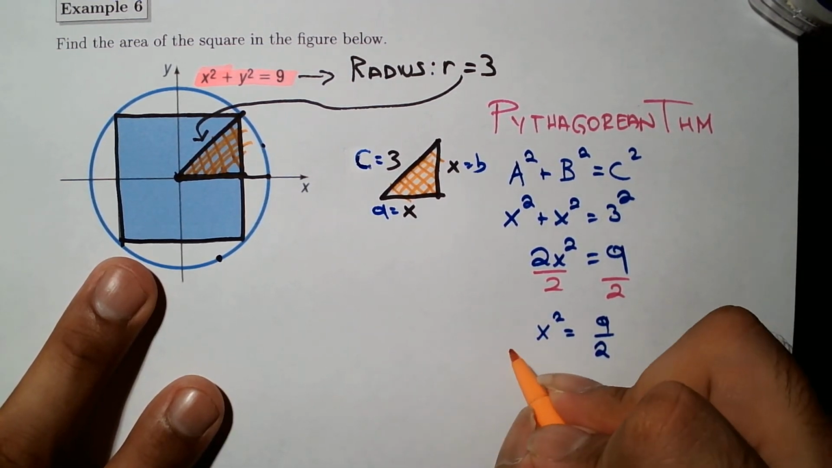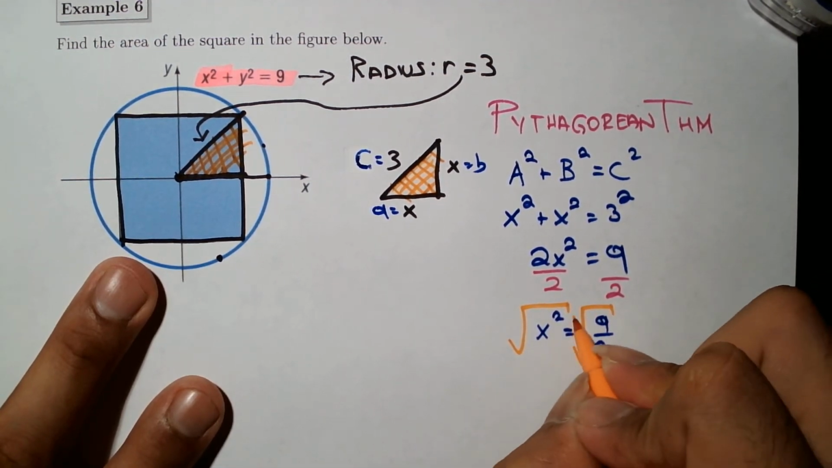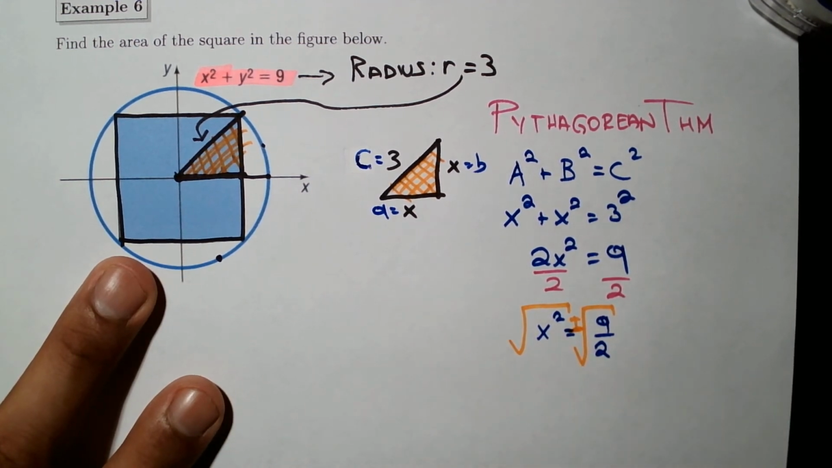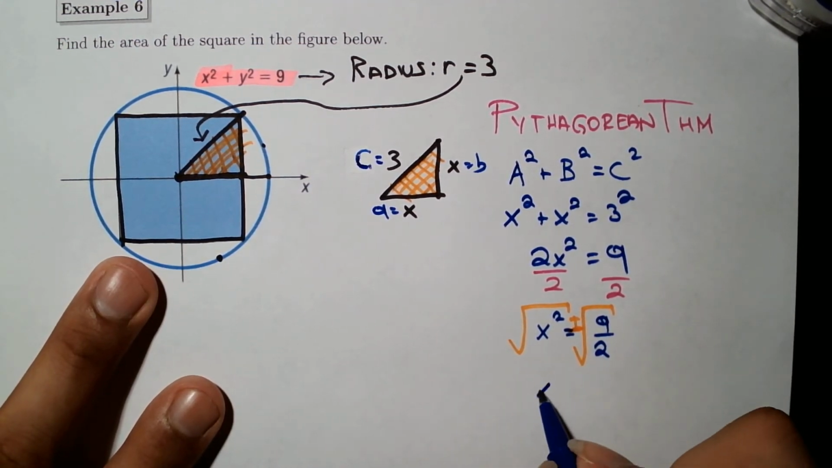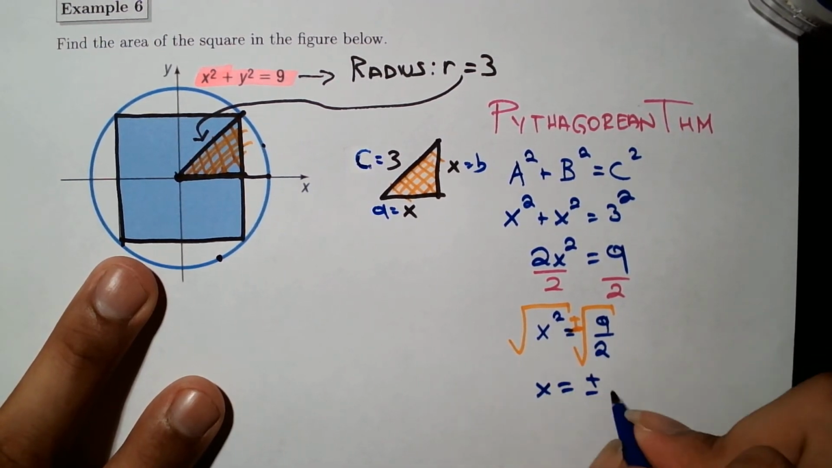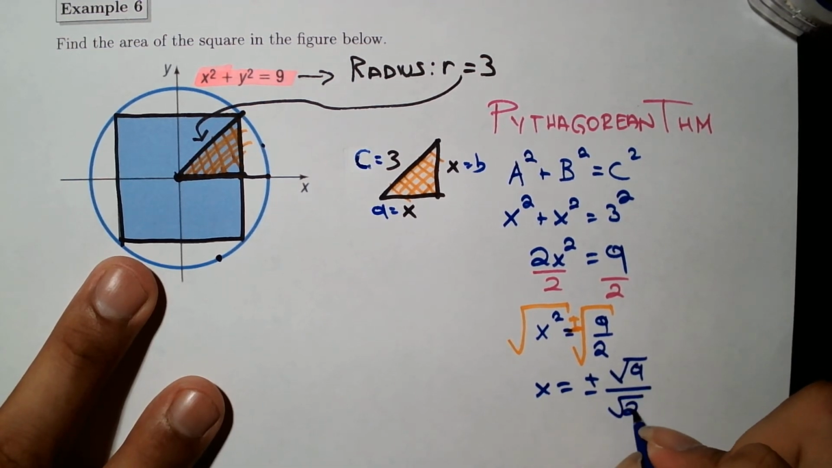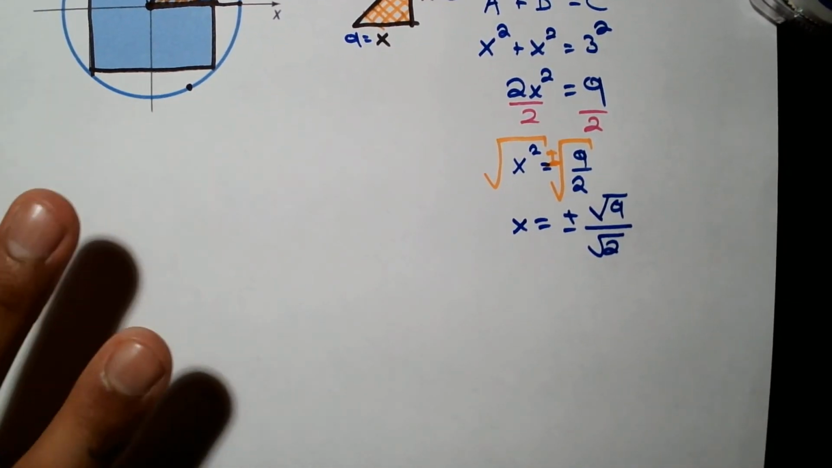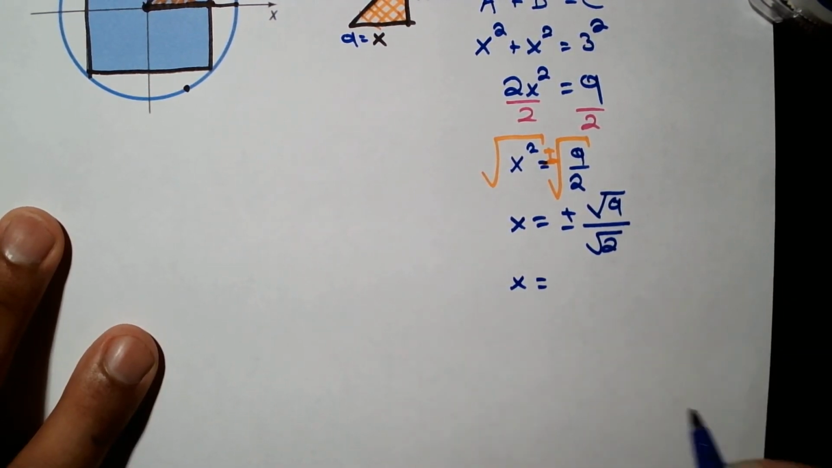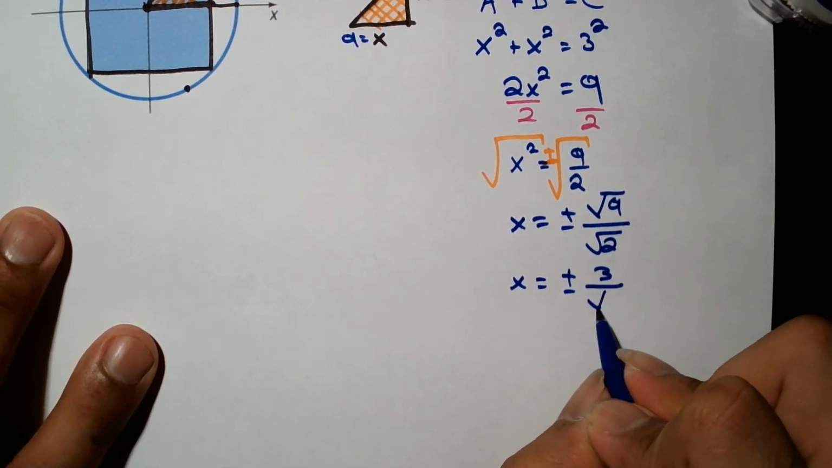What are we going to do next? Take the square root. Take the square root, plus minus, to get x equals plus or minus the square root of 9 divided by the square root of 2. So in this case, the square root of 9 can be simplified. That's plus or minus 3 over the square root of 2.